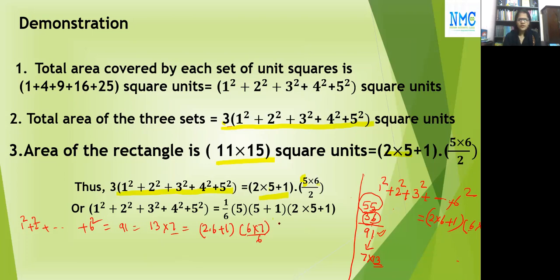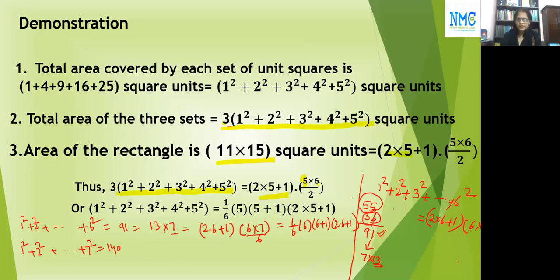Or you can say this is 1 by 6 of 6, 6 plus 1, then 2 into 6 plus 1. Clear? Now if I try by taking up to 7 square: 1 square, 2 square, up to 7 square. Suppose I take 7 up to 7 square. So now you have 91, add 49, right? So 91 adding 49, you are getting here 140.